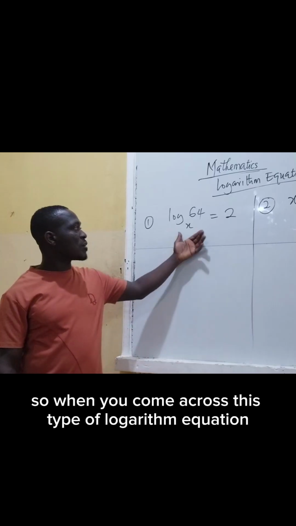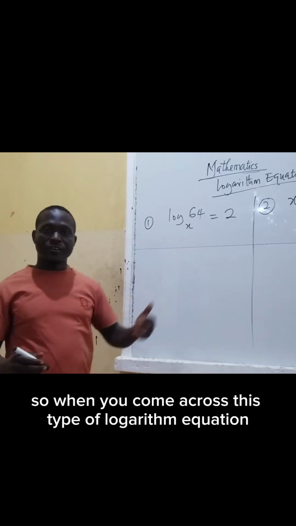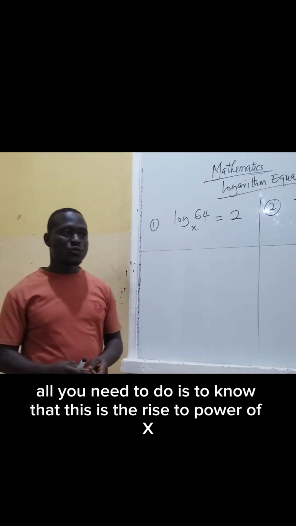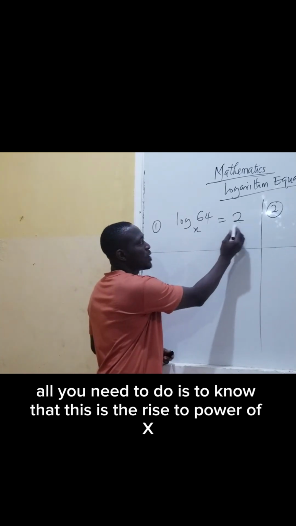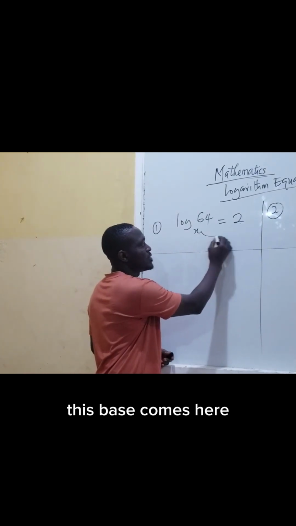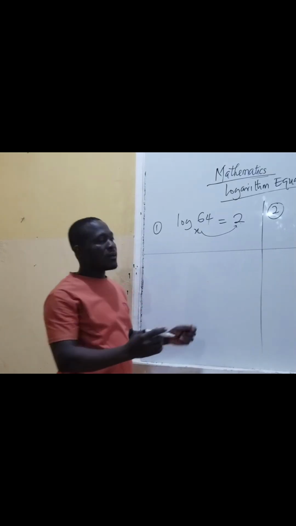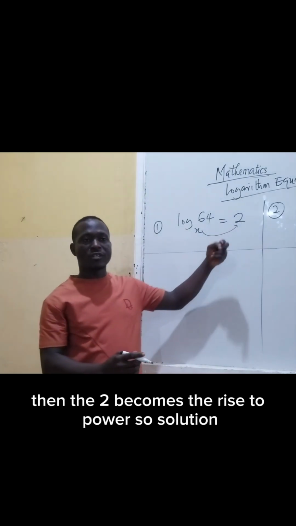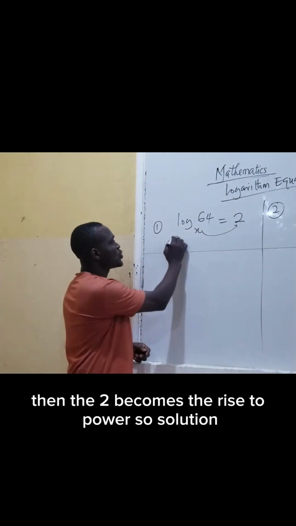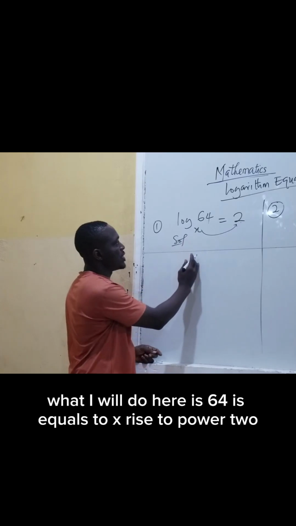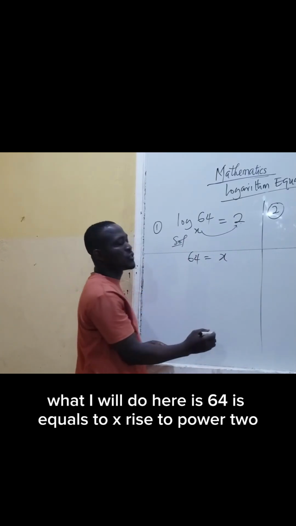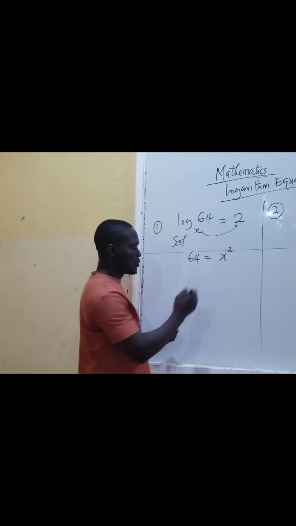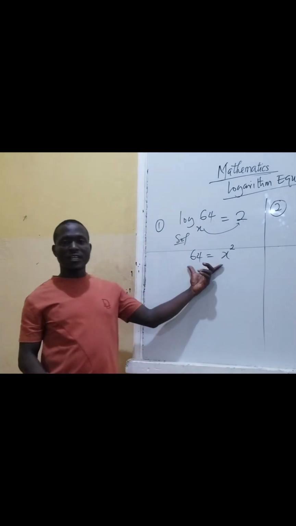When you come across this type of logarithm equation, all you need to do is to know that this is the raised to power. This base comes here, then the 2 becomes the raised to power. So the solution: what I will do here is 64 equals x raised to power 2. That's the first thing I will do.